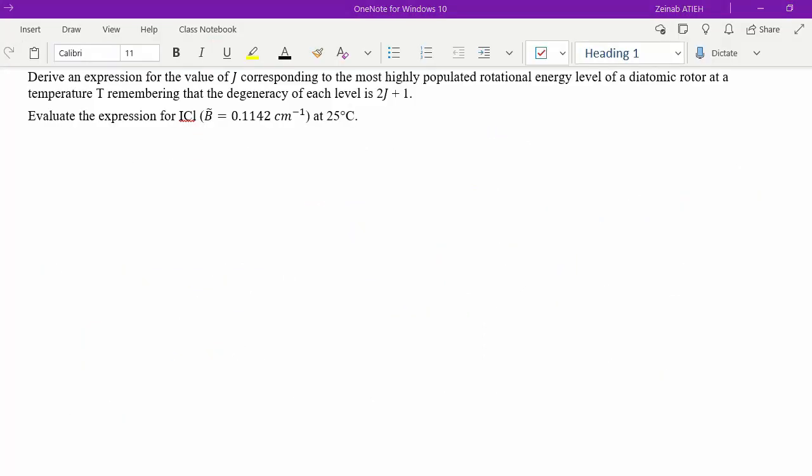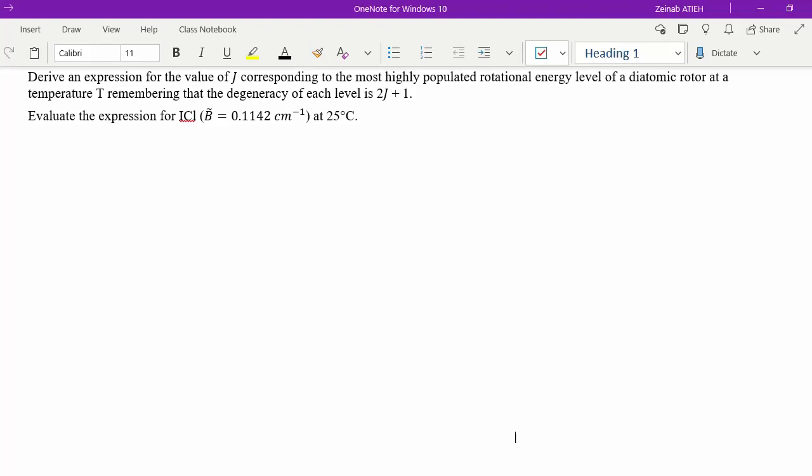In this exercise, we are going to derive an expression for the value of J corresponding to the most highly populated rotational energy level of a diatomic rotor at a temperature T, remembering that the degeneracy of each level is 2J plus 1. So we have seen this formula in the course. It was equal to the square root of kBT over 2hcB bar, minus half. I'm going to derive this formula here.